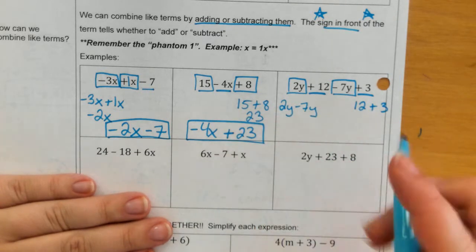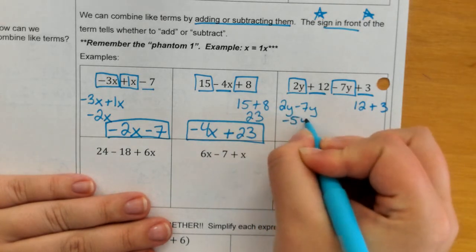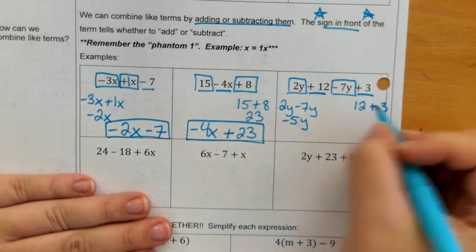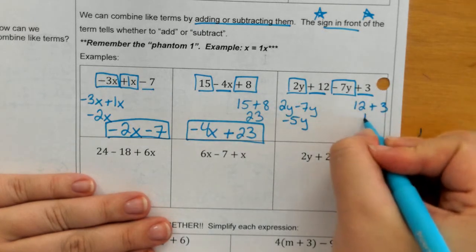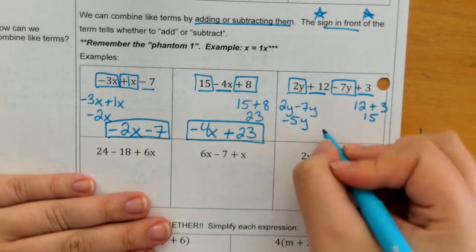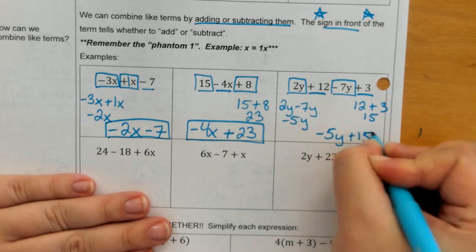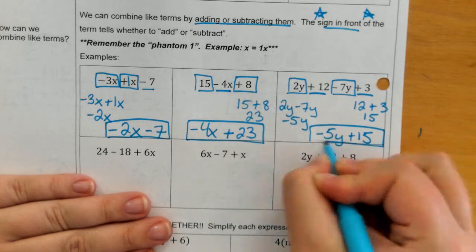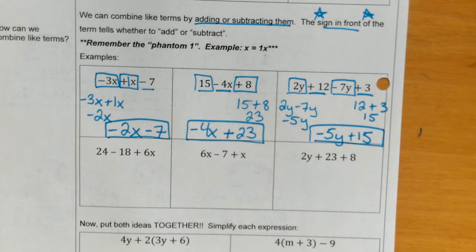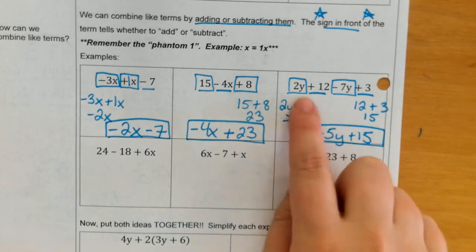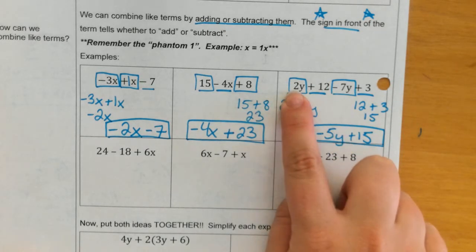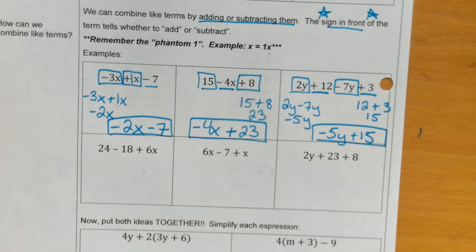2y minus 7y is negative 5y. 12 plus 3 is 15. So this would be negative 5y plus 15 when we simplify it. So again, if we do them separately, we really want to make sure we include that symbol in front so we know whether to add or subtract them.